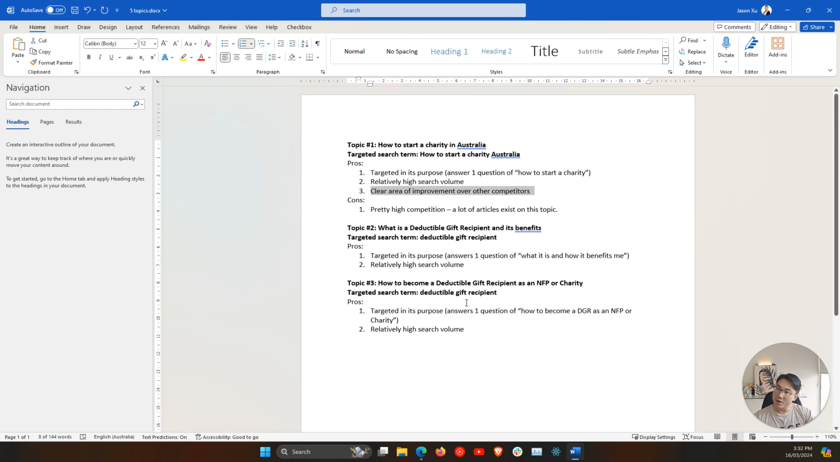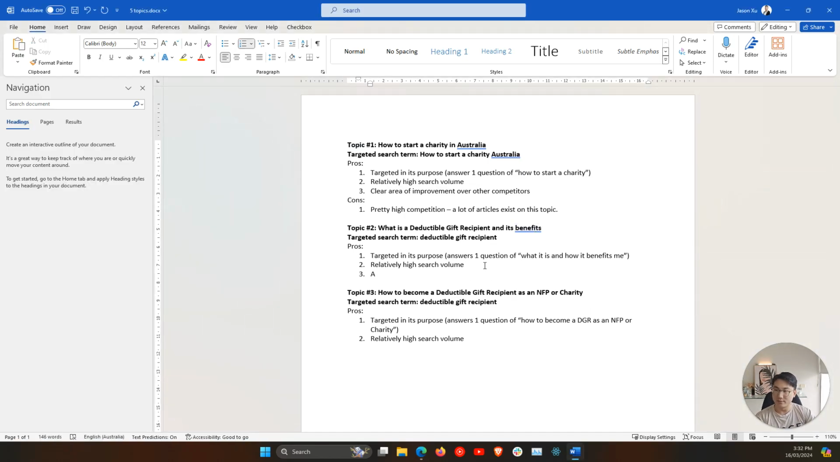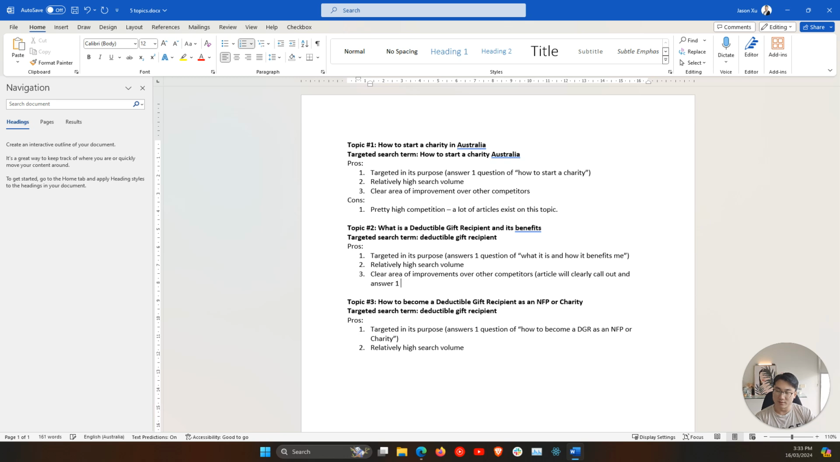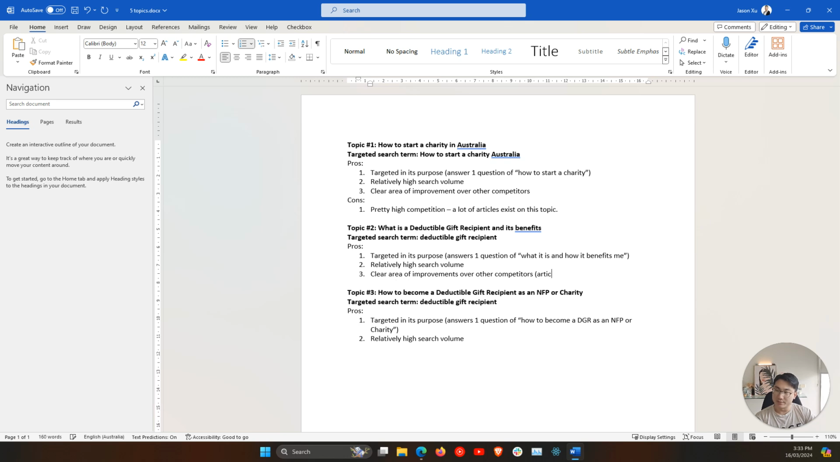And a clear area of improvement. So here is the clear area of improvement for these articles over other competitors. It is the fact that our article will clearly call out and answer one specific question.